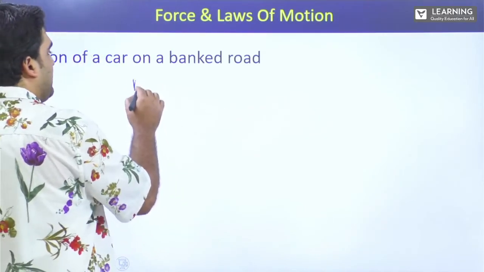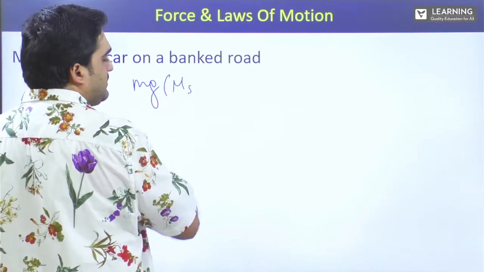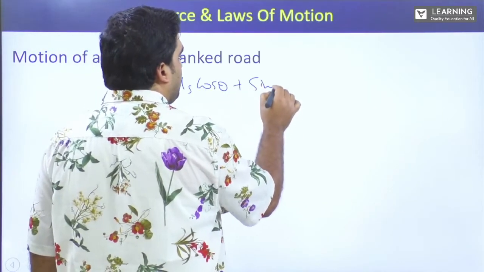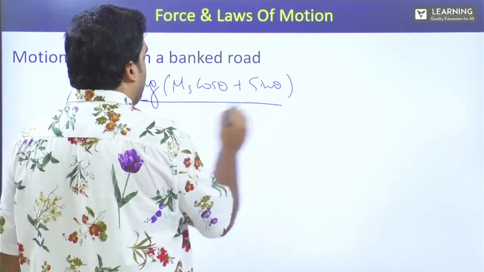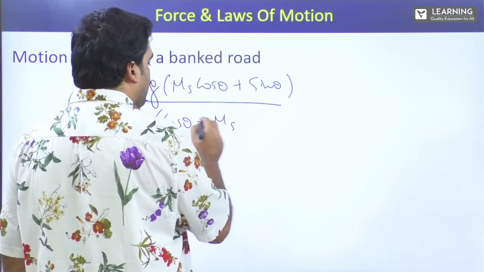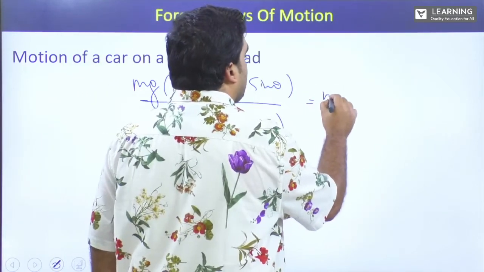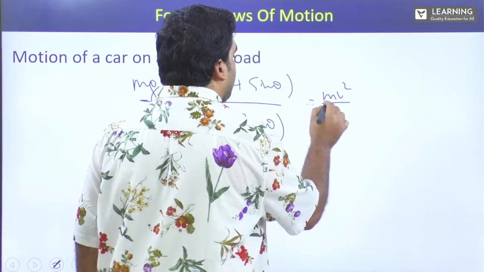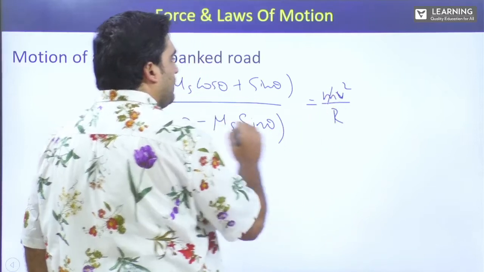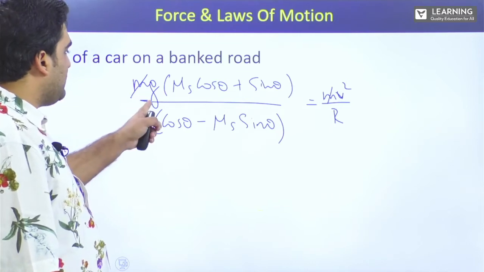So we write it here once again. That is mg (mu s cos theta plus sine theta) divided by (cos theta minus mu s sine theta) is equal to mv square by r. M and m can get cancelled. So what you're left with is this.